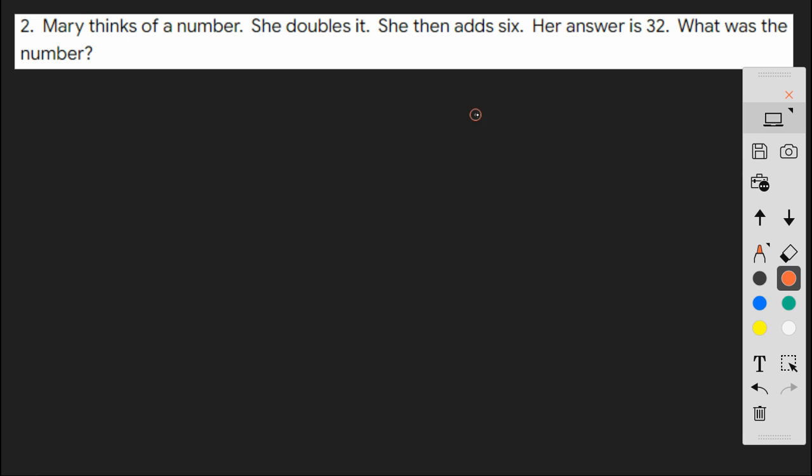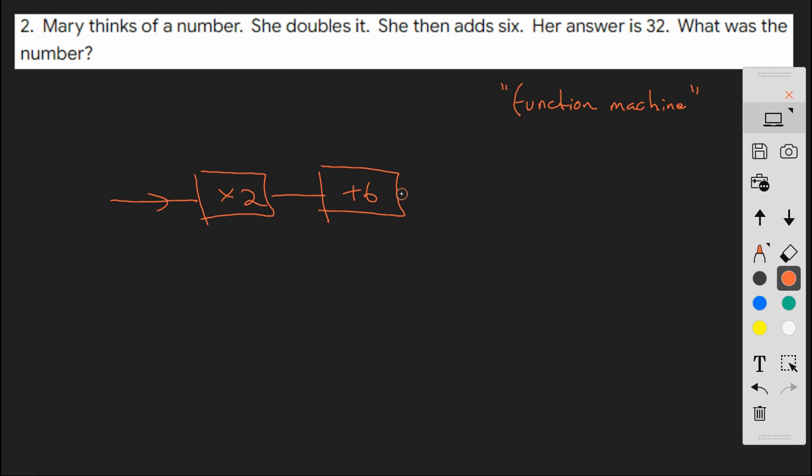Okay, question 2. The way that we illustrate problems like this is what's called a function machine, and we're going to draw a little diagram that shows what's going on. So Mary thinks of a number, and the next thing that she does is that she doubles it, then she adds 6, and out at the end comes the answer 32. Now what we're going to do is use inverse operations to put this machine into reverse, see if we can find out what this number was that went in at the beginning.